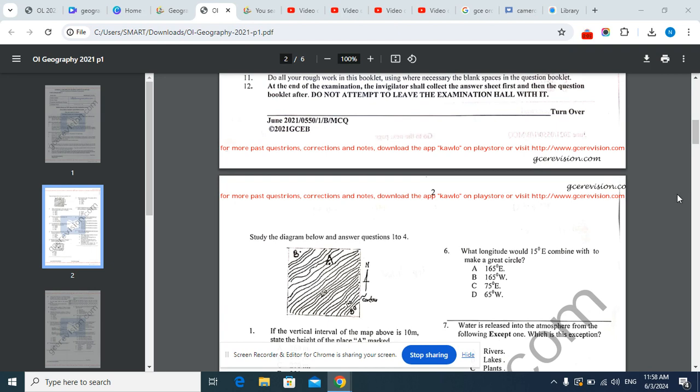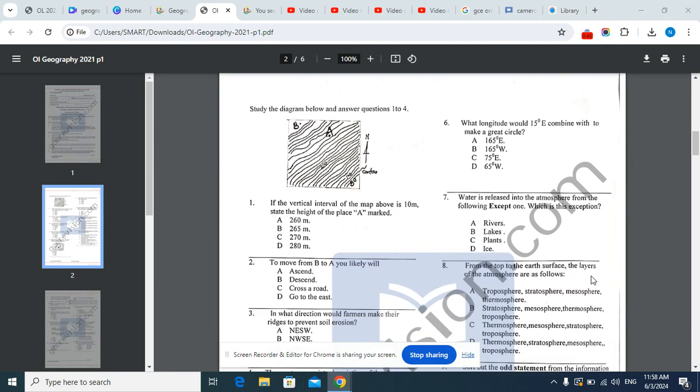I've come again with another revision of Geography, Paper 1, Ordinary Level 2021. The questions are from 1 to 50 with the answers. Question 1 says, study the diagram below and answer questions 1 to 4.